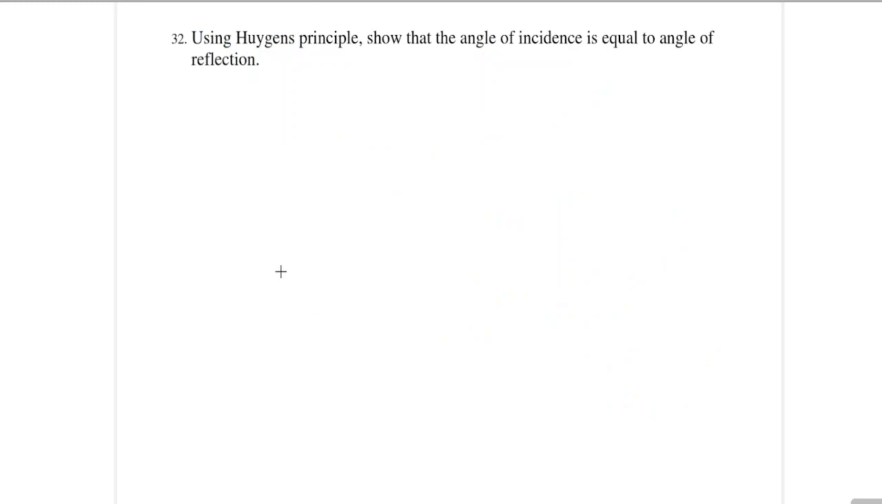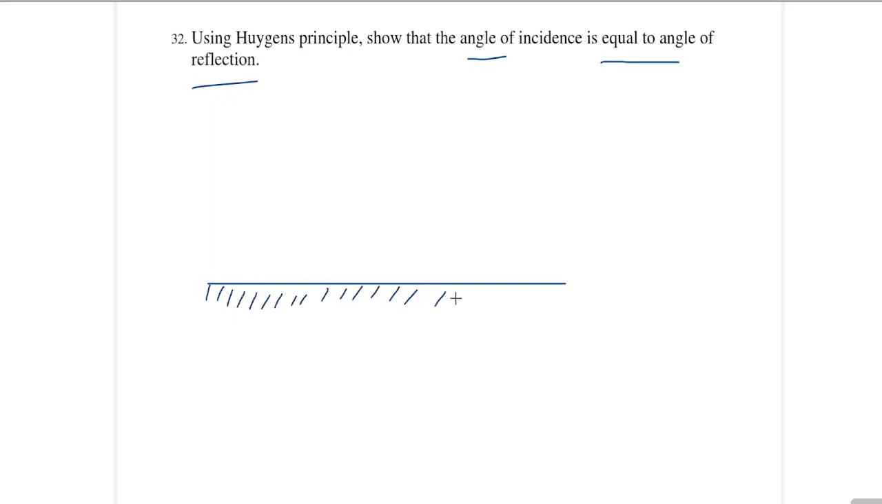Question 32 says, using Huygens principle, show that the angle of incidence is equal to angle of reflection. To understand this, we will take a mirror. We need to show that the angle of incidence is equal to angle of reflection by using Huygens principle, which is plane waves. Let us call this mirror's ends point P and point Q. Suppose there is one parallel beam forming like this.